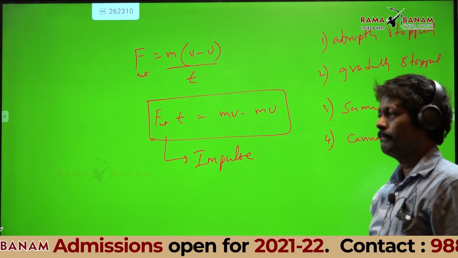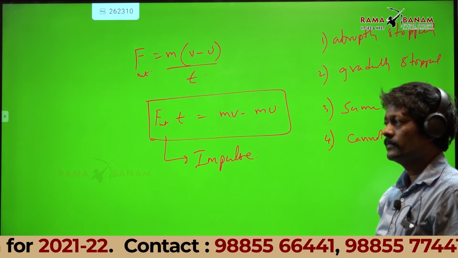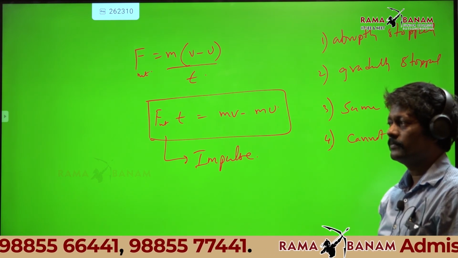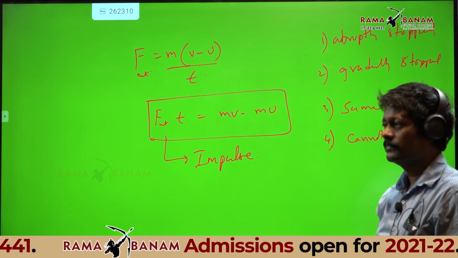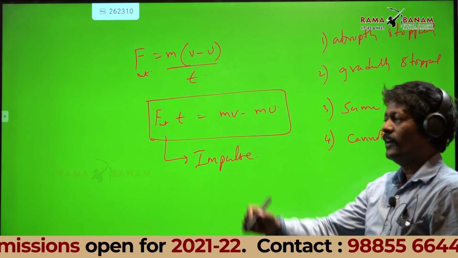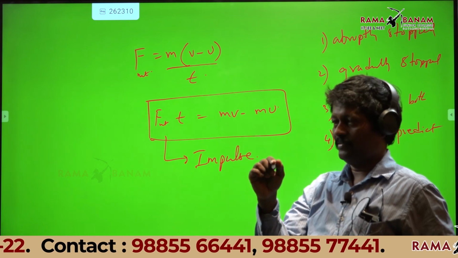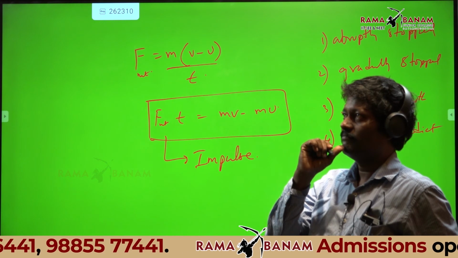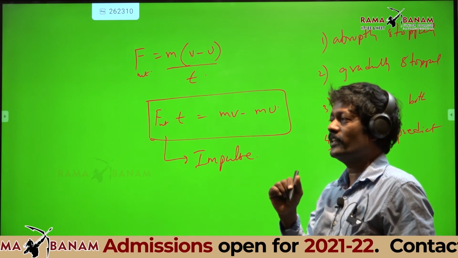Sir, impulse is more in abruptly, because if we catch a ball without going back, then force will be more and we may get hurt. But when we gradually go back and catch the ball, then force is less, so we will not get hurt, sir. So impulse will be less. Okay.